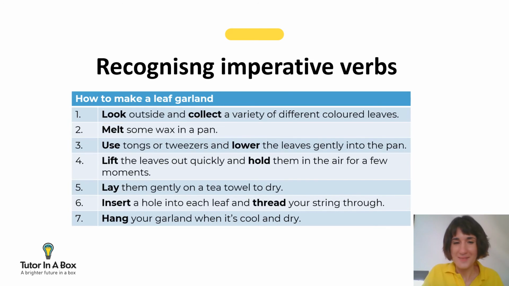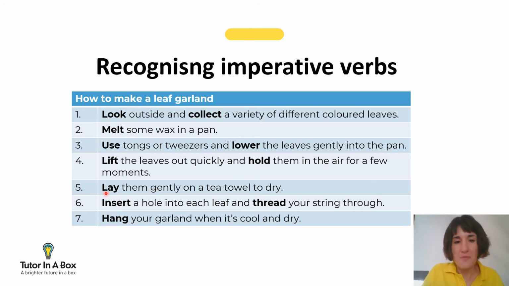Right, let's have a look together. So we had look outside and collect. In the second one, melt some wax in the pan. So melt was the doing word. In instruction number 3, we've got use. So using the tongs or the tweezers is the doing action word. And lower. So that means lowering them down into the pan. Then we've got lift. So this time the action is to take the leaves out quickly, and then to hold. This is our second imperative bossy verb in the sentence.